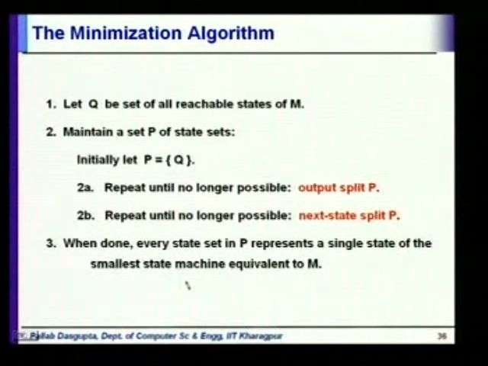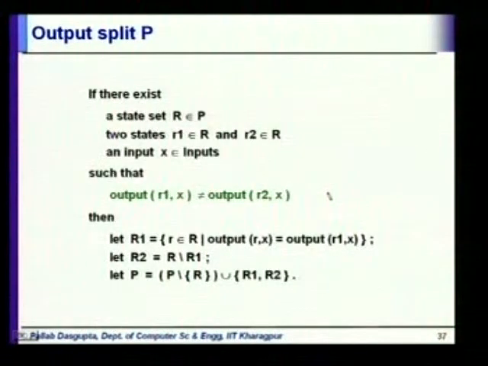So there are two types of ways in which we split. One is output split and the other is next state split. Remember that there are two conditions for equivalence of states. One is that they should produce the same outputs on the same input, and the other is that the next state should be the same. So if the next states are in two different classes, then we split them. If the outputs are different, then also we split them. So this is the output split function.